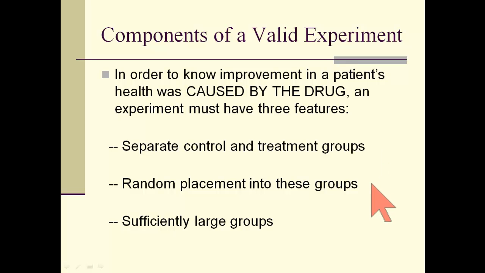The subjects have to be placed into these 2 groups randomly, and the groups have to be sufficiently large. These are expensive to do in practice. It's complicated to set up all of these 3 things, and it costs the drug companies or whoever else is doing the experiment lots of money.